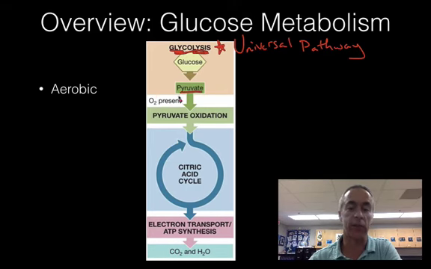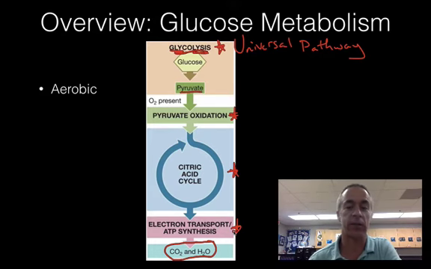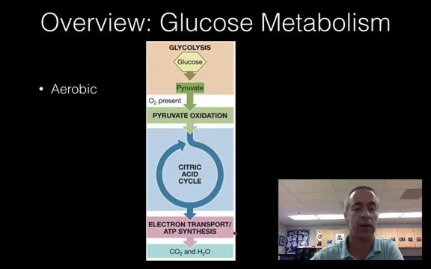If oxygen is present, we're going to continue this process. If oxygen's not present, we'll show you in a second what happens. In the presence of oxygen, our next step is something called pyruvate oxidation, followed by the citric acid cycle, followed by electron transport and ATP synthesis. And at the end, we've got our waste products, which are carbon dioxide and water. We're going to cover each of these steps in a little bit more detail, so don't worry if this is still kind of confusing to you.